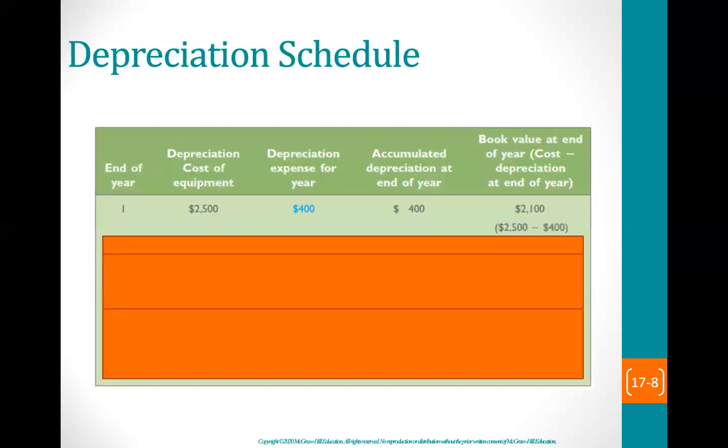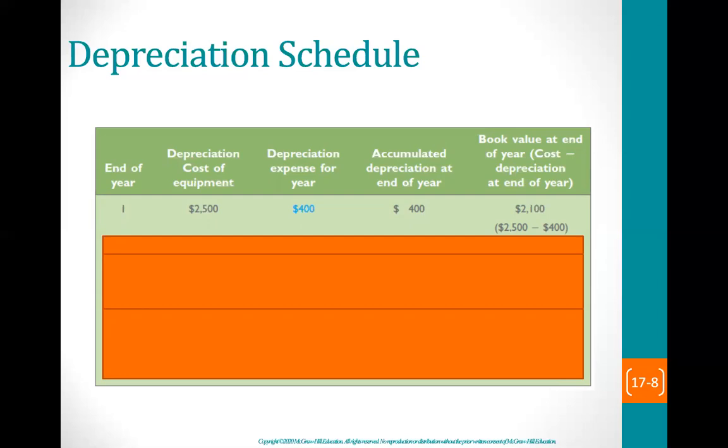This is the format for a depreciation schedule for straight line depreciation. The first column is the end of the year. That tells you what year we're talking about. The next is the cost of the equipment. Third, depreciation expense you're taking for the year. Fourth is the accumulated depreciation at the end of the year. And lastly, book value at the end of the year, which is cost minus accumulated depreciation.